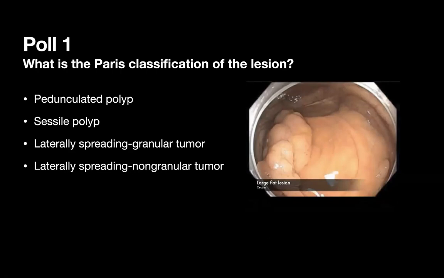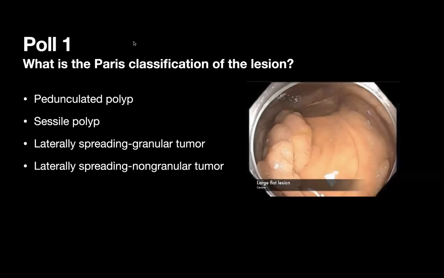So these maneuvers would help to better differentiate between a sessile polyp and a laterally spreading tumor. Okay, that's good. So it looks like it's a good idea to say it is a sessile polyp. You guys agree with that? Is that your thought process? Yes. Okay, that's good to know.